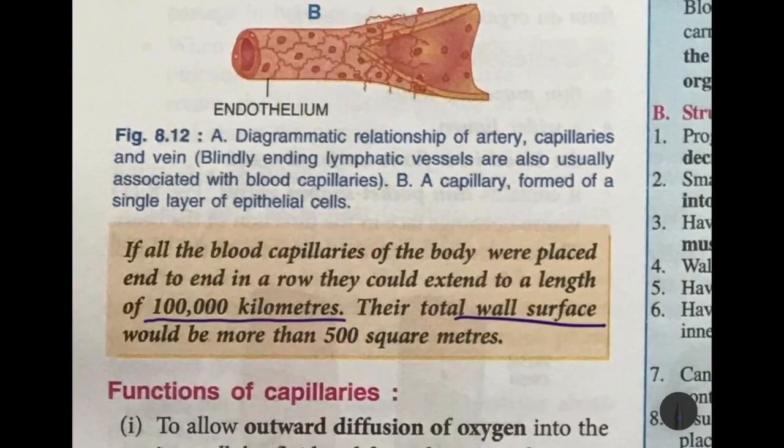Now, if all the blood capillaries of the body were placed end to end, they would extend to a length of 100,000 kilometers, that means 1 lakh kilometers, and their total wall surface area would be more than 500 square meters.